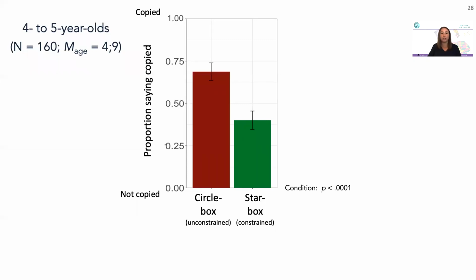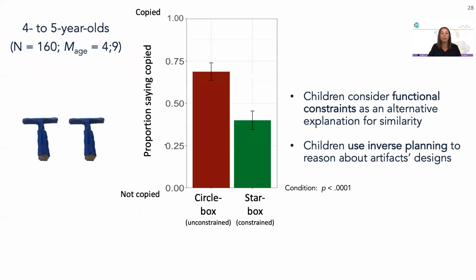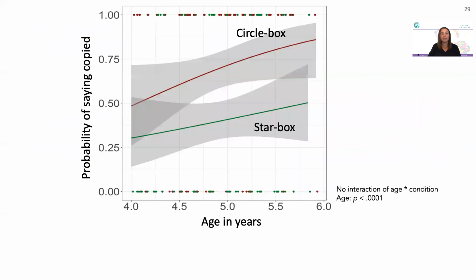Children who built tools for the star box said that copying had occurred less often than children who built tools for the circle box. And this was the case even though in both cases, the puppet and child built identical tools. So even at preschool age, children are going beyond what the tools look like. They are instead taking into account the building process and whether or not there was a functional constraint and deciding whether copying occurred. So this gives us evidence once again that children use inverse planning to reason about artifacts.